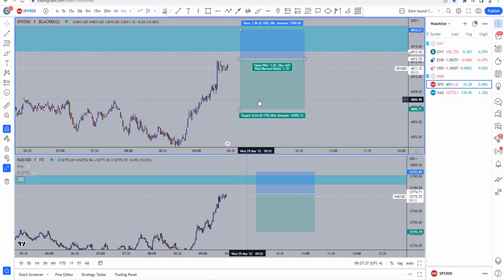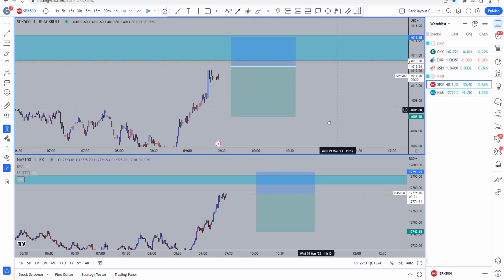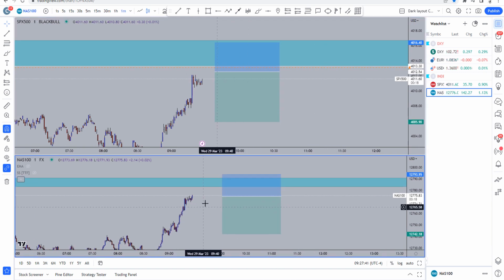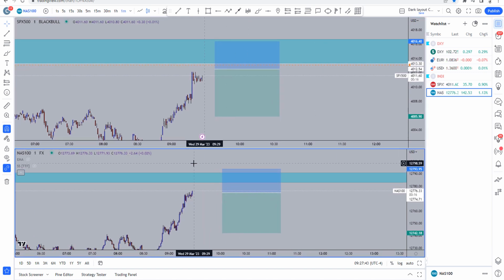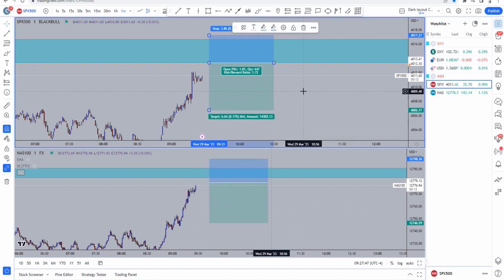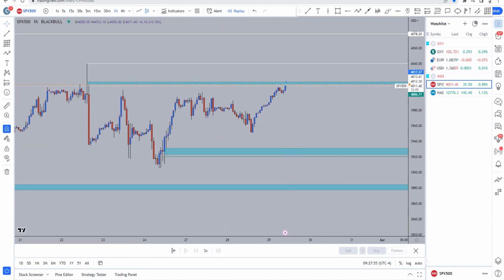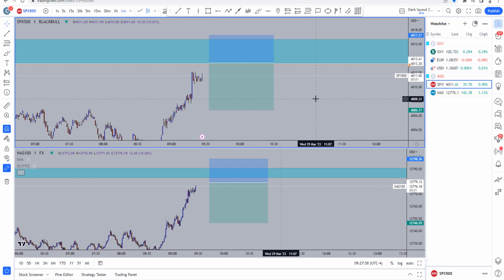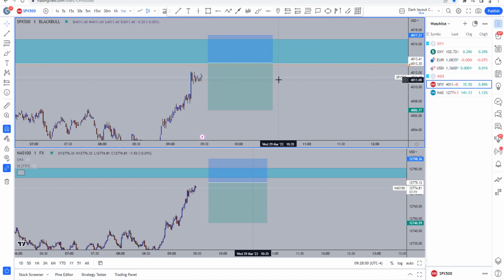Okay, let's see. So everything is clear, nice and clear. And we will be waiting only for our points of interest. Now, it doesn't matter, of course, if it is a little bit above the point of interest. Okay, if we see a valid change of character, this will qualify.